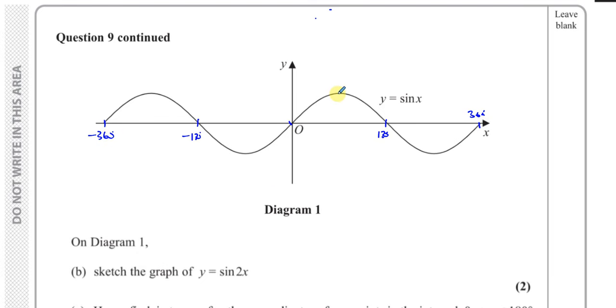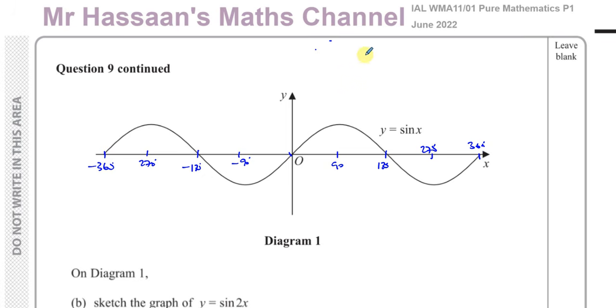And we know that the maximum point is reached at 90 and the minimum at 270 on this side. And here the minimum at negative 90 and the maximum at positive 270. So those are some of the important points that we need to know. Now, y equals the sine of 2x is basically y equals f of 2x. What's drawn is y equals f of x. Now, this is where the x inside the function is what's multiplied by 2.